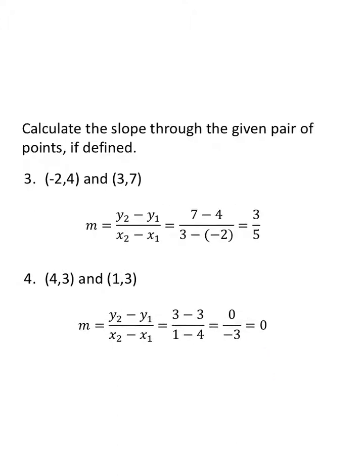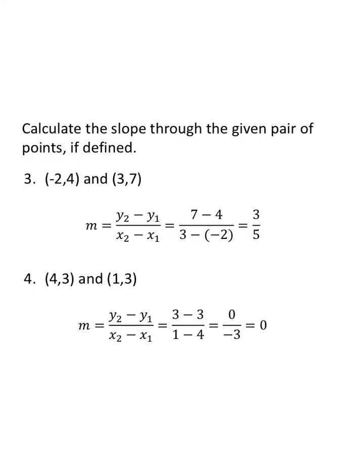Calculate the slope through the given pair of points if defined. Negative 2, 4, and 3, 7. I'm going to subtract the y values. 7 minus 4. Subtract the x values in the same order, 3 minus a negative 2. Remember, subtracting a negative is addition, so 3 plus 2 is 5 in the denominator. 7 minus 4 is 3 in the numerator. There I go, 3/5, it's all good.